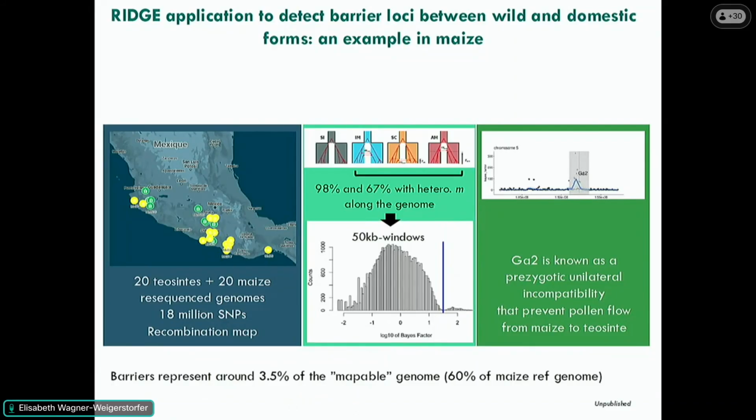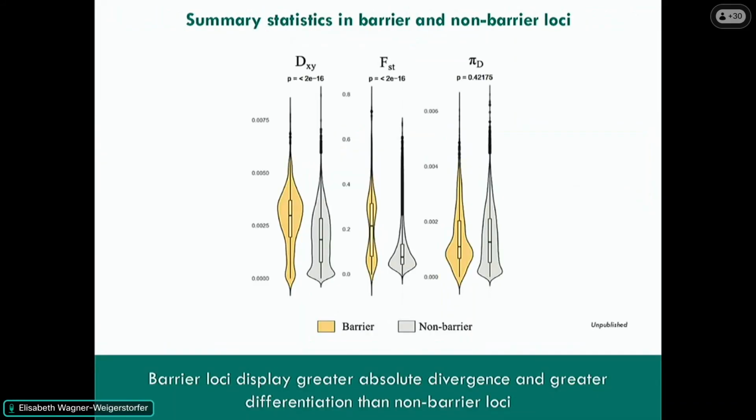Then we asked whether the barrier loci had a genomic pattern consistent with barriers, right? So we look at statistics such as dXY or FST, so the divergence and differentiation. We found that the barrier loci had a greater divergence and greater differentiation, as expected. The level of diversity was similar in the domestic forms between barrier and non-barrier loci.